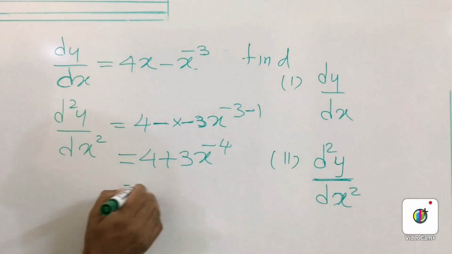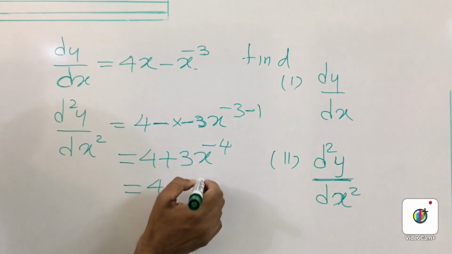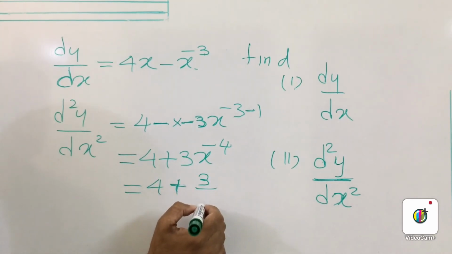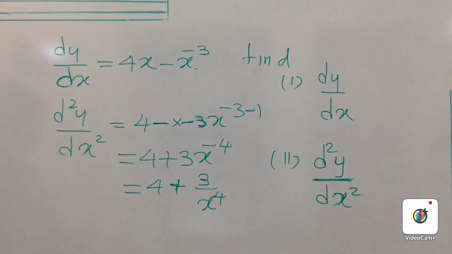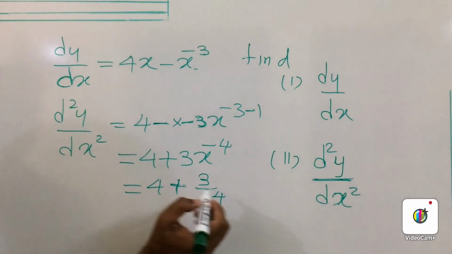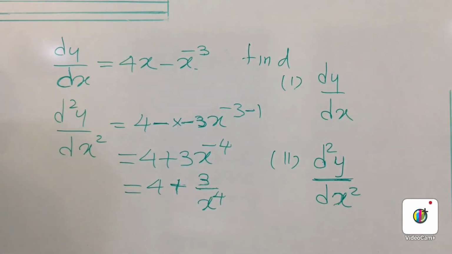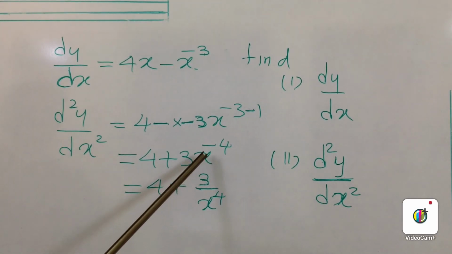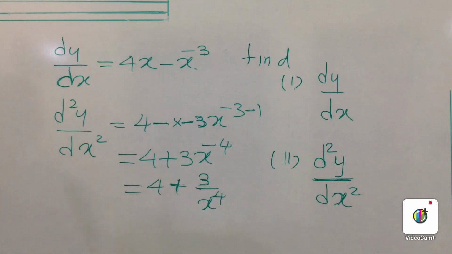You can change it to positive indices. You should bring down this one, x power 4. There, 3 over x to the power 4 is the answer. This is the numerator part. You change it to the denominator part. Minus 4, change it to plus 4.